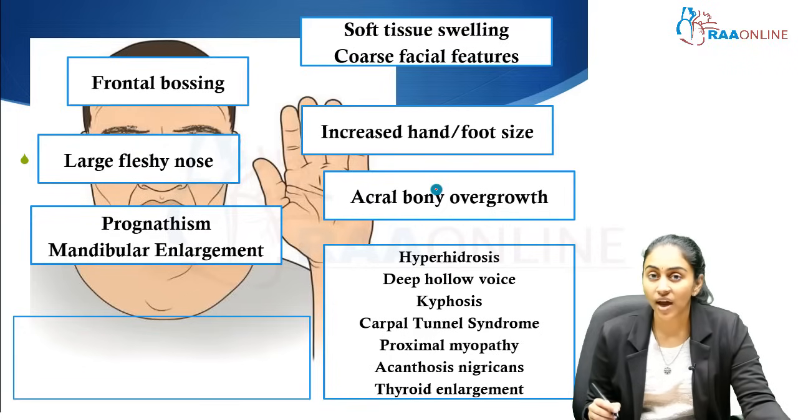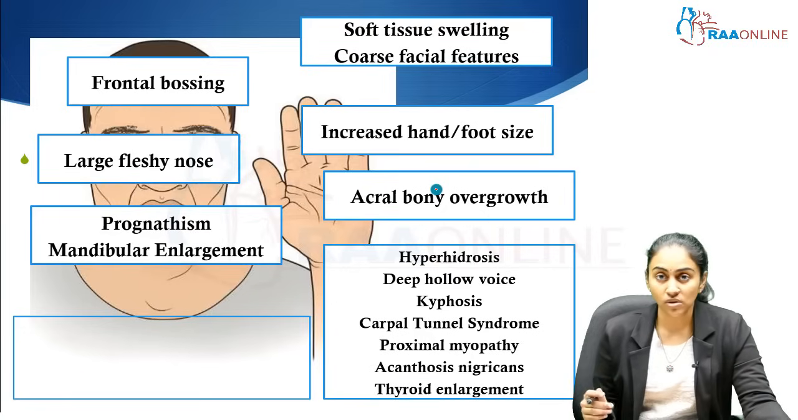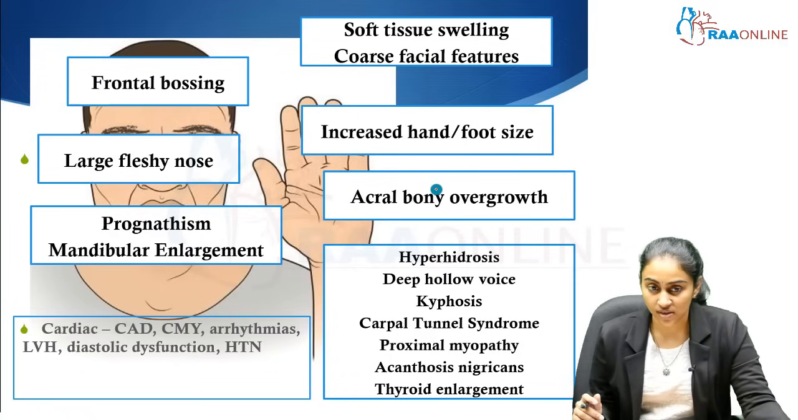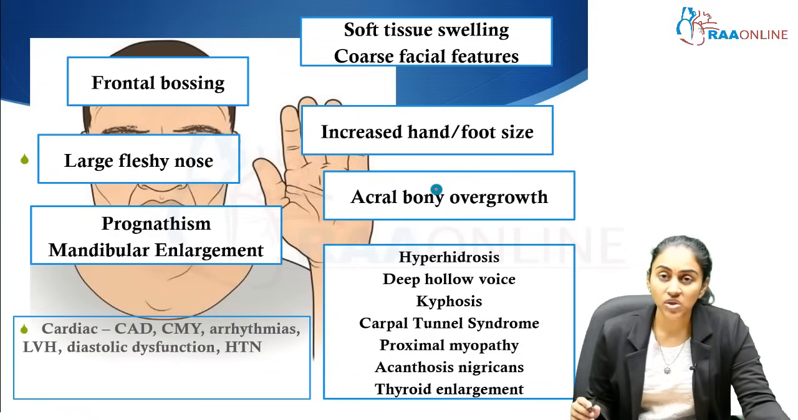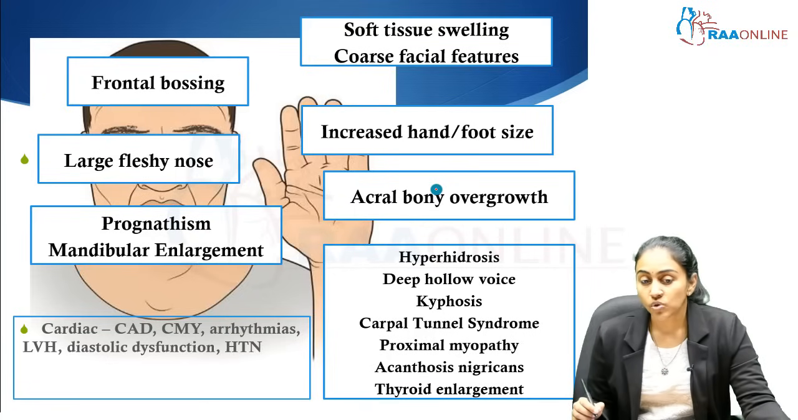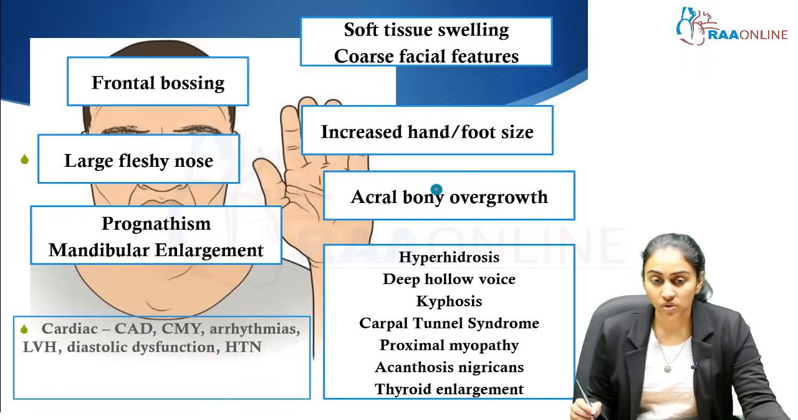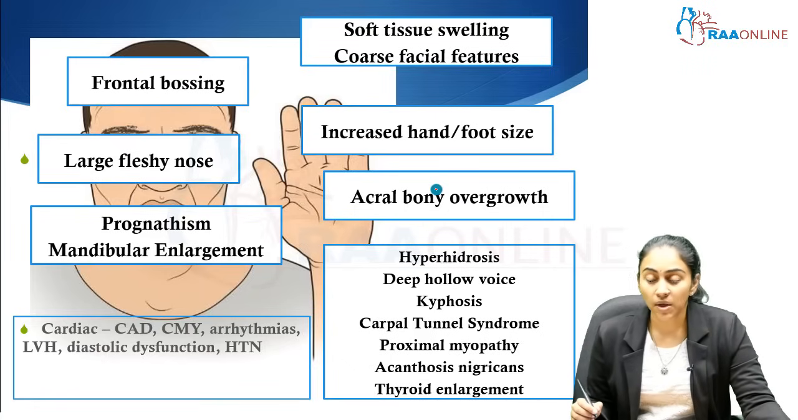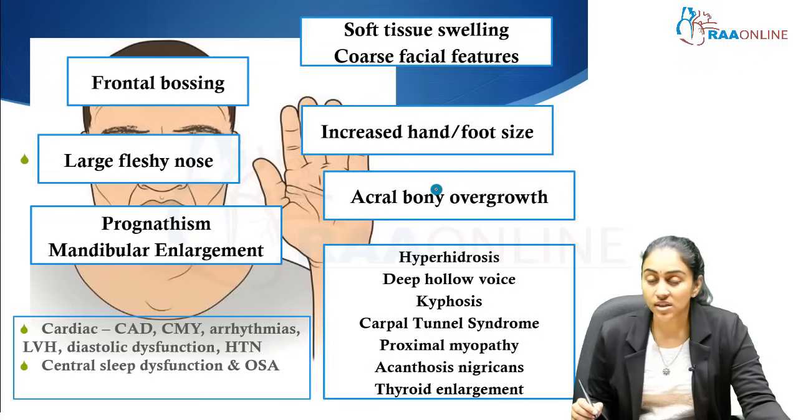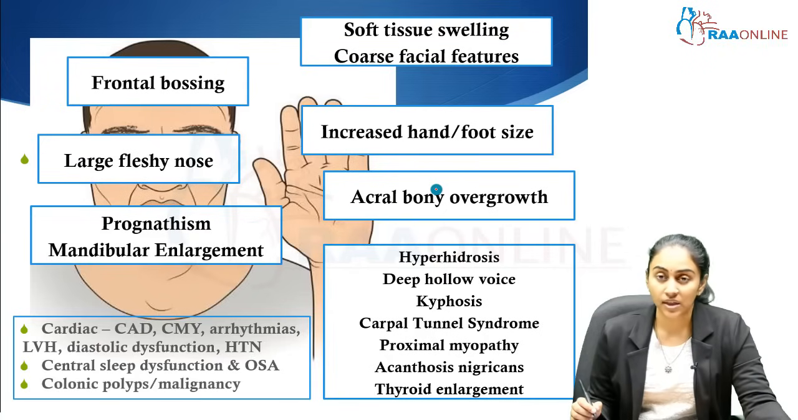So remember, growth hormone acts in an opposite manner to insulin. So they can present with features of insulin resistance. In addition, in these patients, 3 complications are very common, and they are the 3 C's. So cardiac complications from coronary artery disease all the way to cardiomyopathy and arrhythmias are common. Central sleep dysfunction, obstructive sleep apnea is common, and colonic polyps and malignancy may occur.